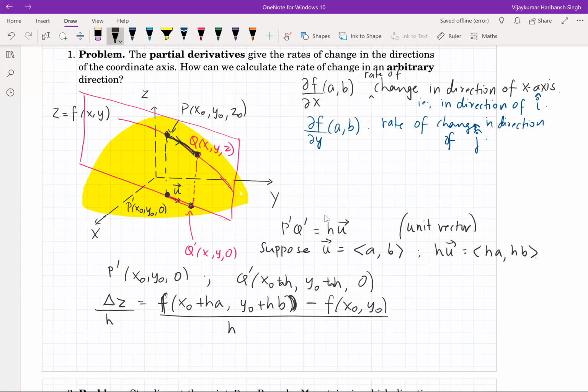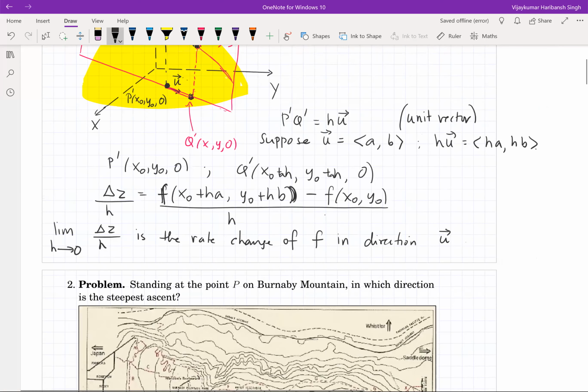So this is the average change. And then when you take the limit as h goes to 0 of delta z over h, it is the rate of change of f in the direction of vector u, which will be taking the limit of this guy. So it makes sense to talk about this object as the directional derivative of your function. So we get the following.